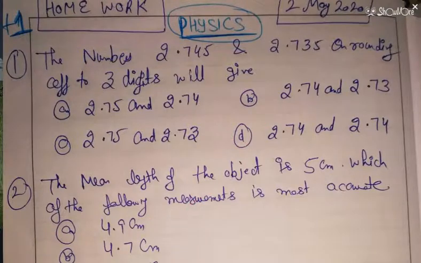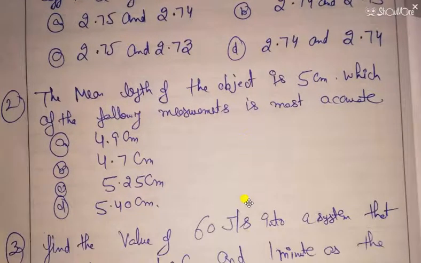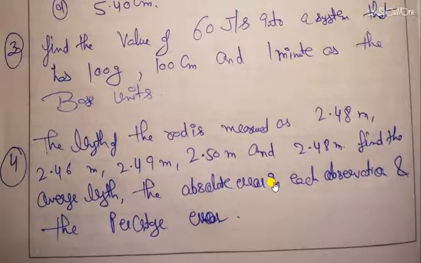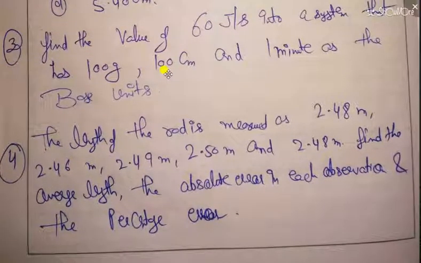In the next question you can see question number 3. We have to find the value of 60 joule per second in a system that has 100 gram, 100 centimeter and 1 minute as the base units. So students, in this it is a conversion system. So here I will write, you have done some questions like that in the class.